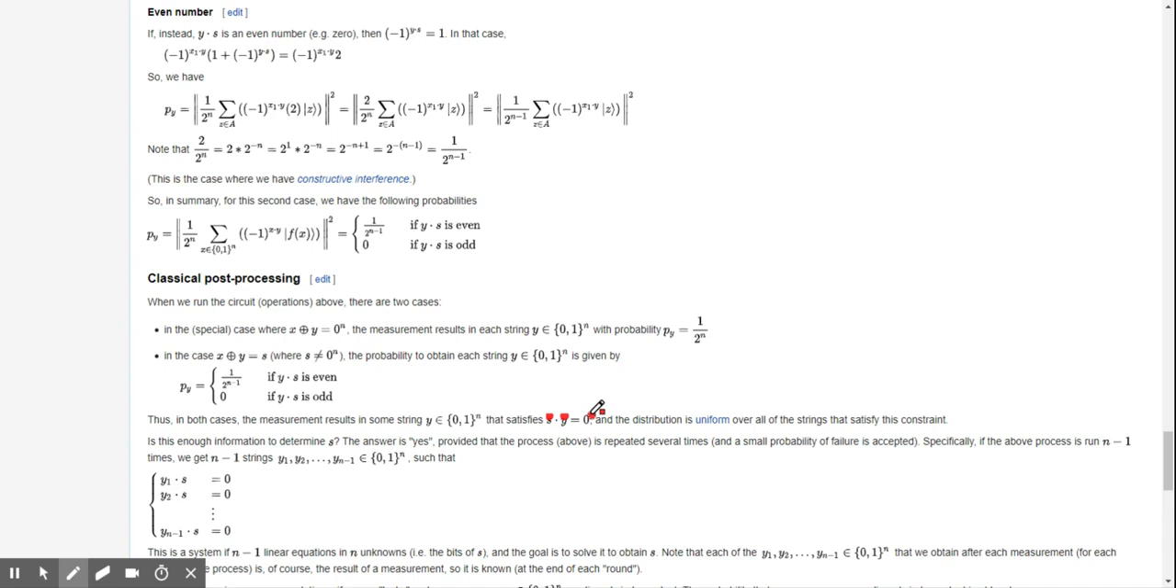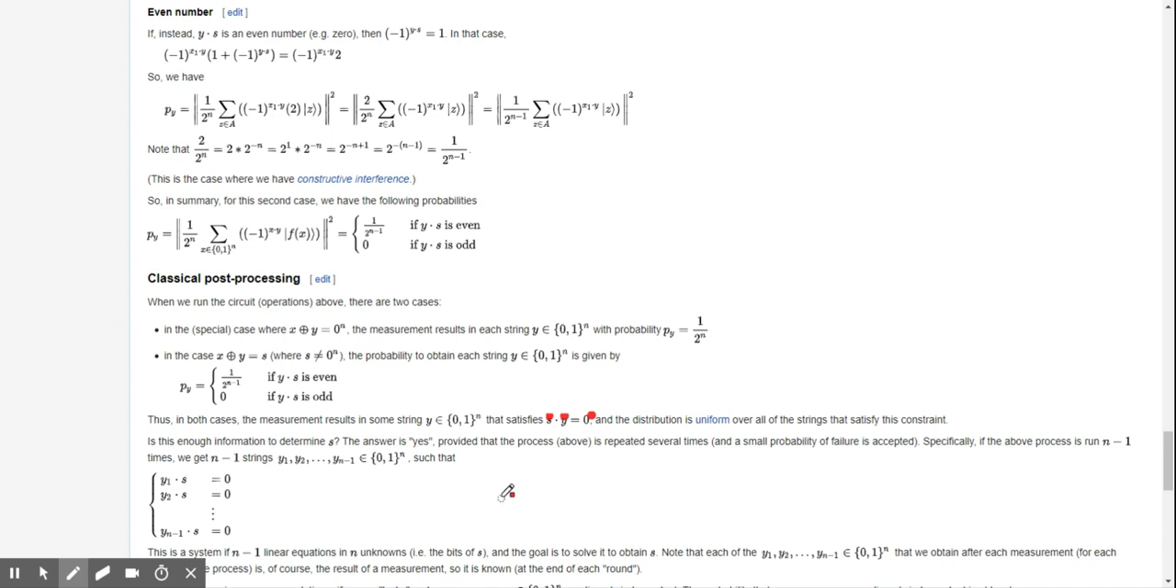This is how, okay, so wait a second. So this is how then, okay, so this is probably what I should try to understand. So it's basically telling us the measurement is going to give us a string y that multiplied by s equals 0. This is enough information to determine S.